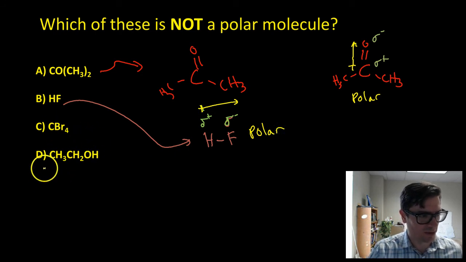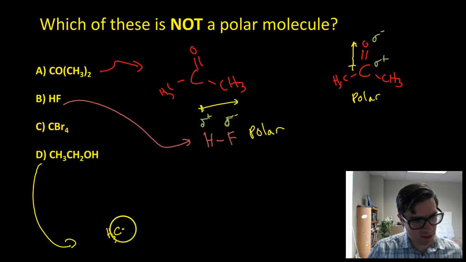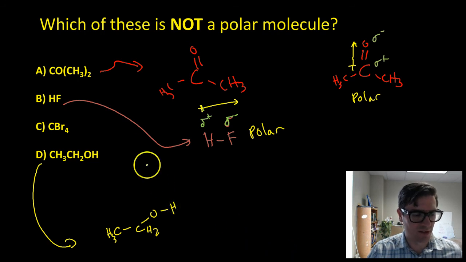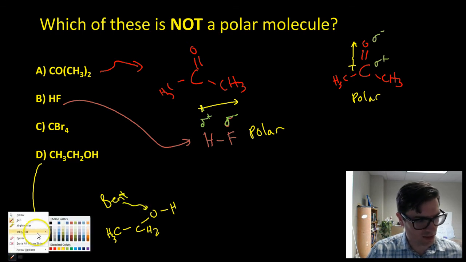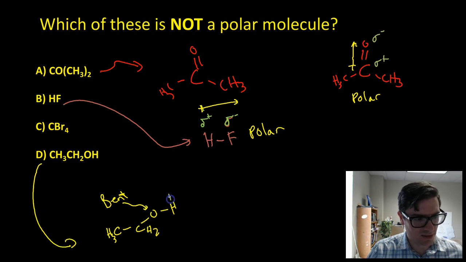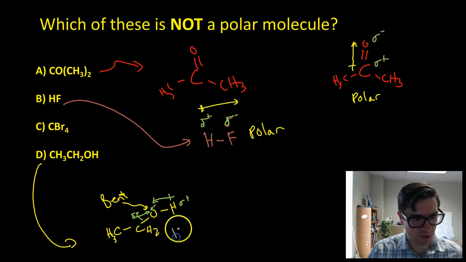I'll do this one last, but this one, we're going to draw this out. CH2, then you have this OH. Alright, and so remember this is a bent molecule, bent at this oxygen, and if we were to look at the electronegativity, this is more electronegative than both the hydrogen and the carbon. And so we're going to draw electron density towards the oxygen, and so this is considered polar.